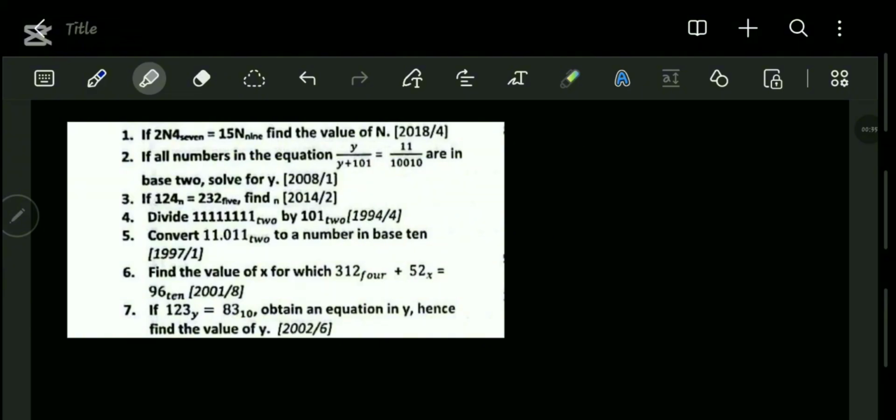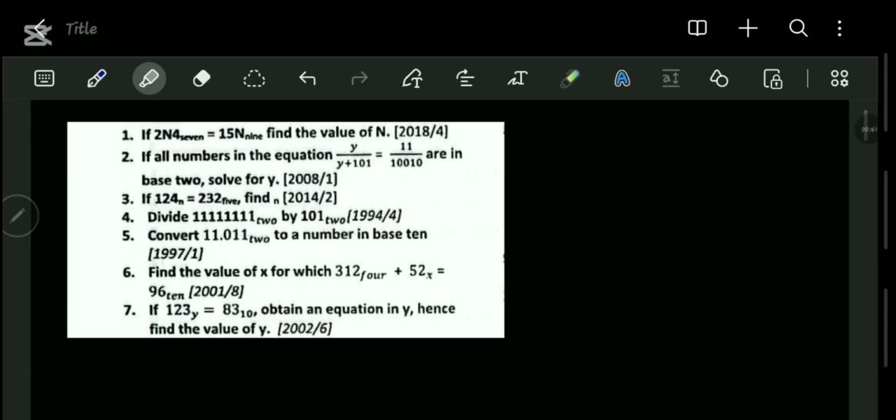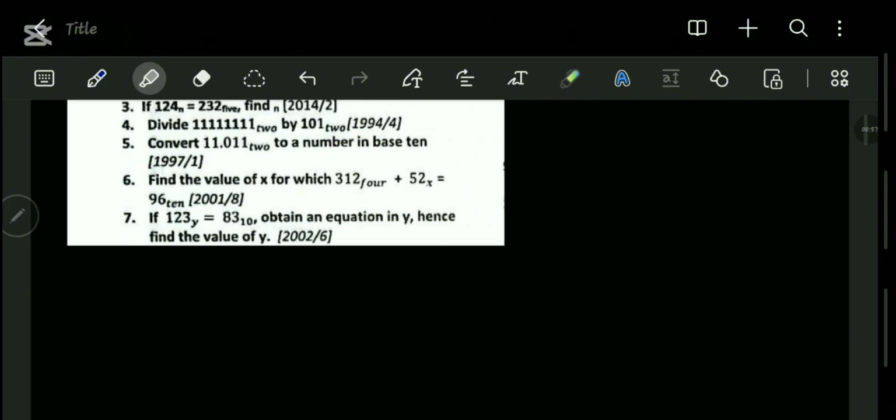2n4 in base 7 is equal to 15n in base 9, we are asked to find the value of n. Now you notice that question 1 is an equation. And if it is an equation, it means whatever is on the left hand side must be equal with that on the right hand side. Let's have solution 1.